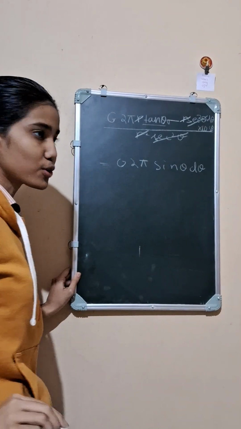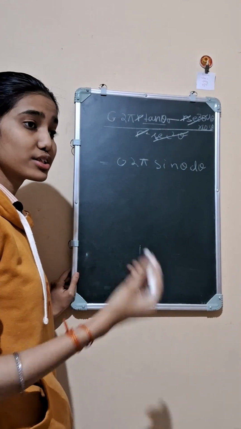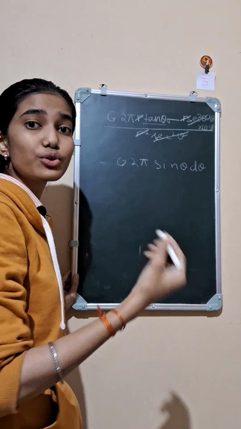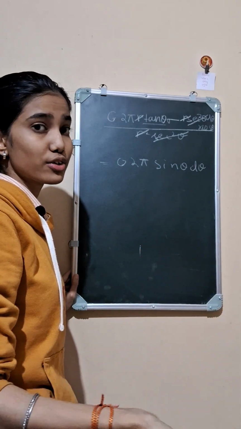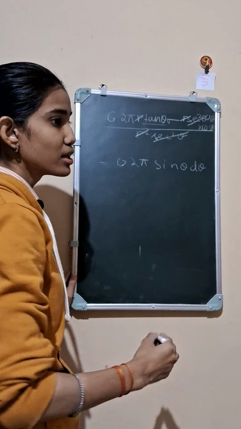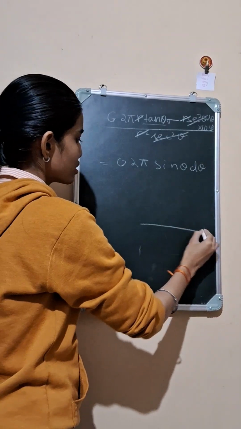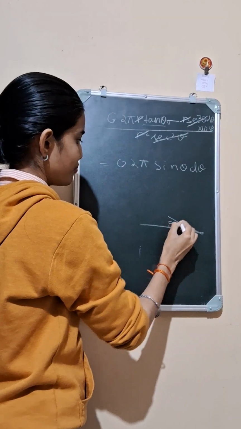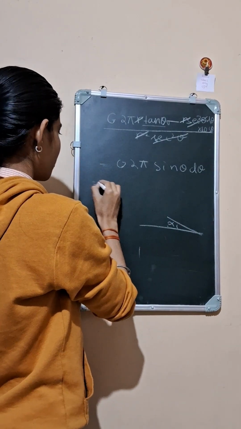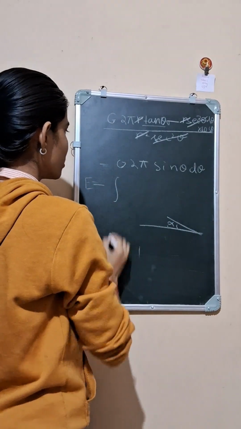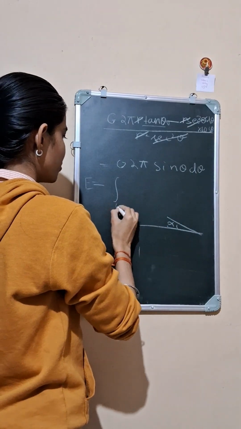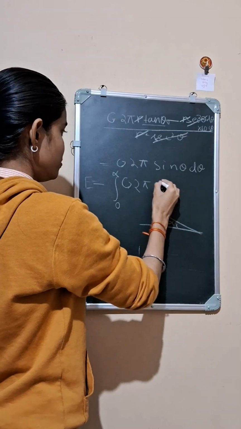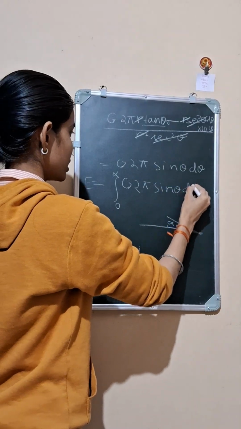So this is the intensity of the field due to an elemental ring, but we are going to calculate it for the total circular disc. So I am going to integrate it. The angle was increasing from 0 to alpha. So the field will be equal to the integration of this, with the limits 0 to alpha, of G 2 pi sin theta d theta.